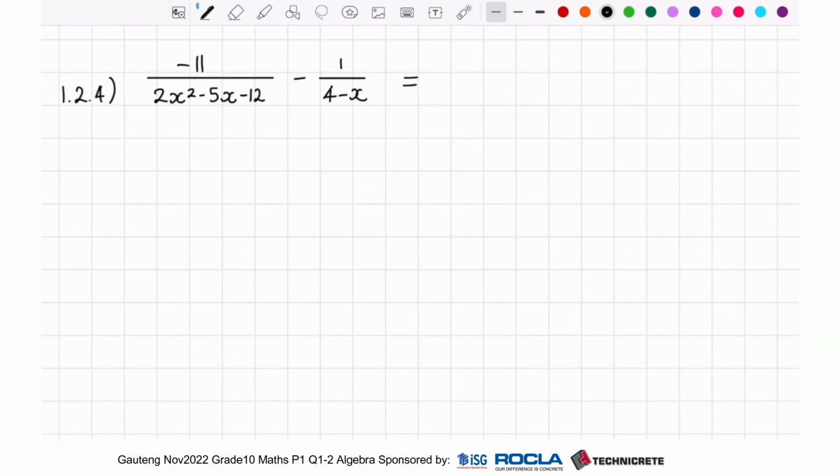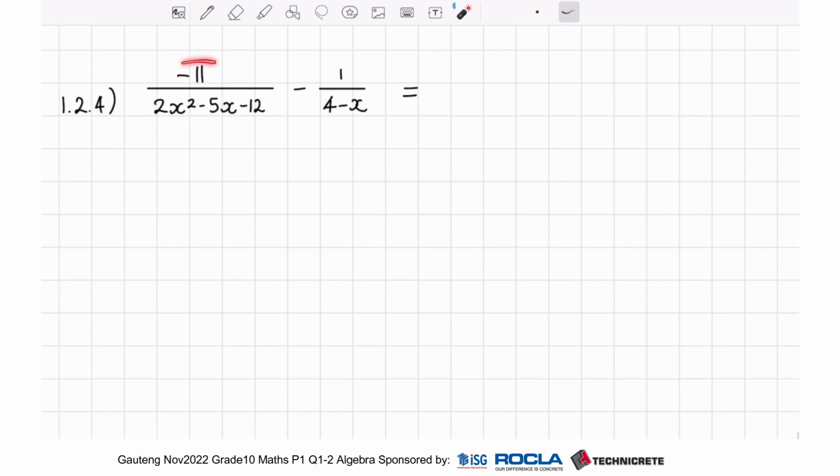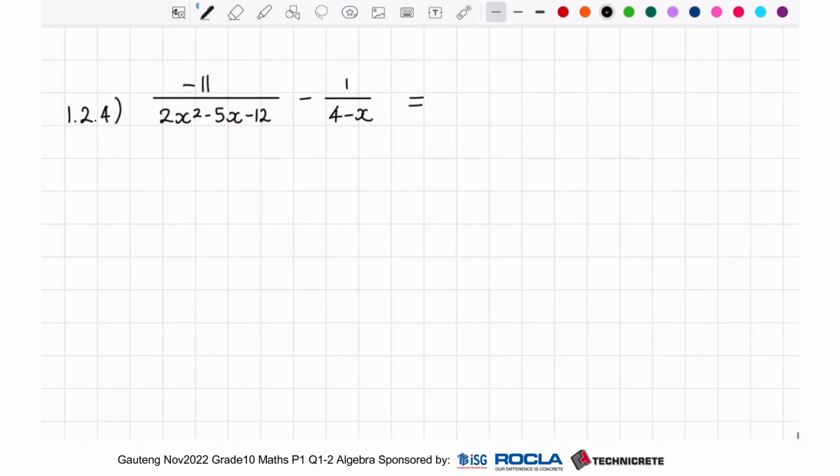Then for 1.2.4, I'm given these two fractions, and they both have expressions of x in the denominator. And this one's a quadratic expression of x, and this one is just a linear expression of x. And I know that if I want to subtract these two fractions, I want to have the same denominators. So the first thing that I'm going to do is factorize this quadratic expression of x.